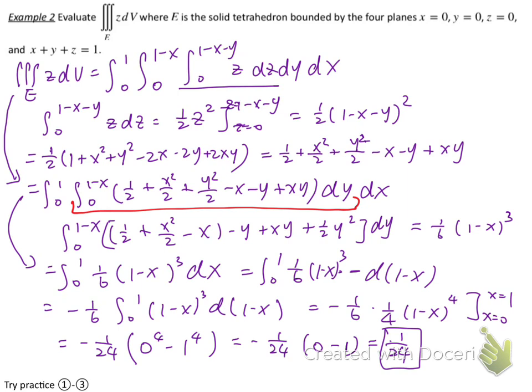Obviously, it's pretty long. It takes some time to figure out how to rewrite the general region into iterated integral, and then it's again pretty long to really compute it. Okay, so you are dealing with triple integral. It takes time. Now you can pause the video and try practice 1 through 3.